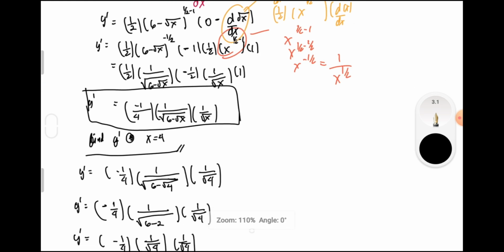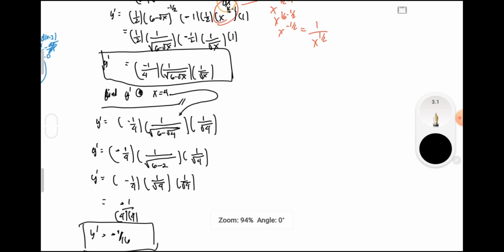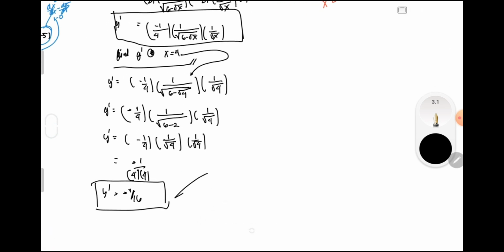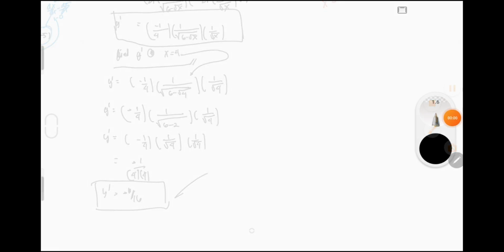Pag mga ganitong scenario, ang gagawin nyo lang is i-substitute nyo yung value ng 4 sa variable x natin. So upon that, i-solve nyo siya until makuha nyo yung ating y prime, which is equal to negative 1 all over 16. Okay? So let's have our example number 8.